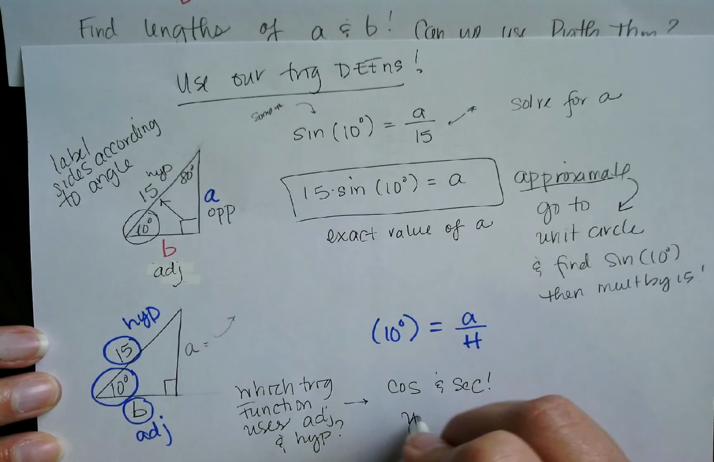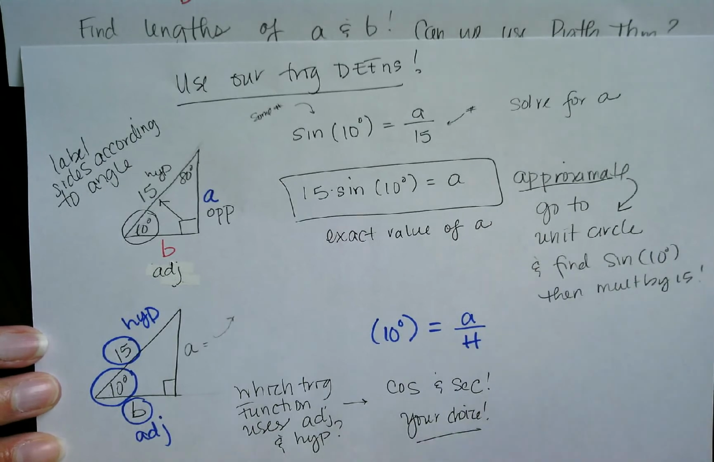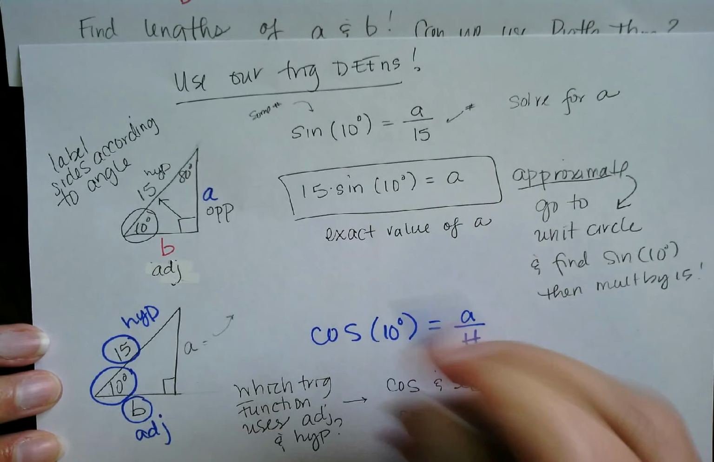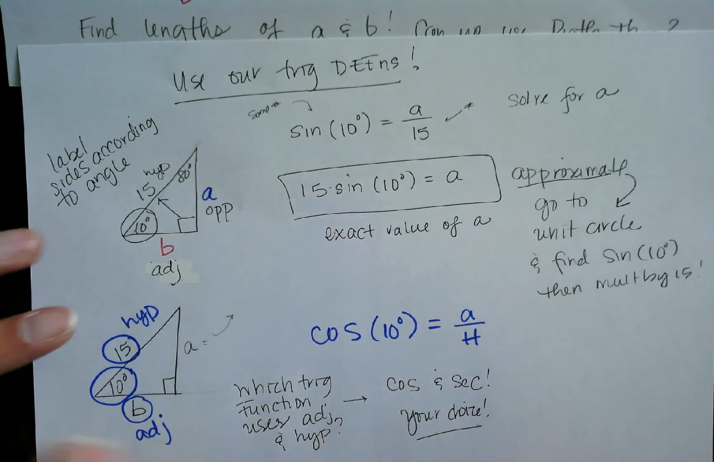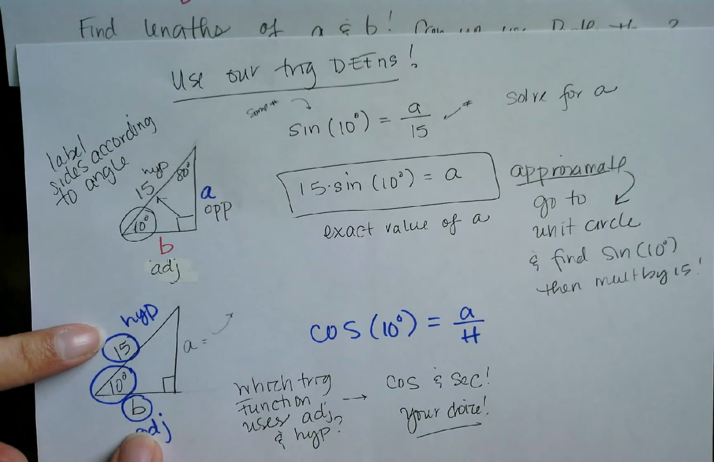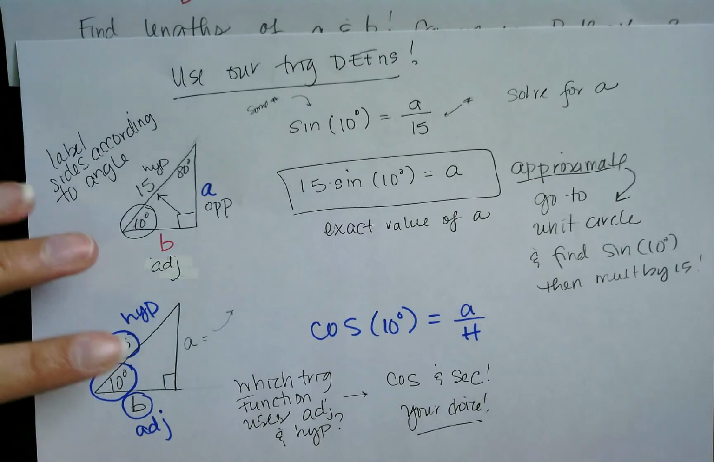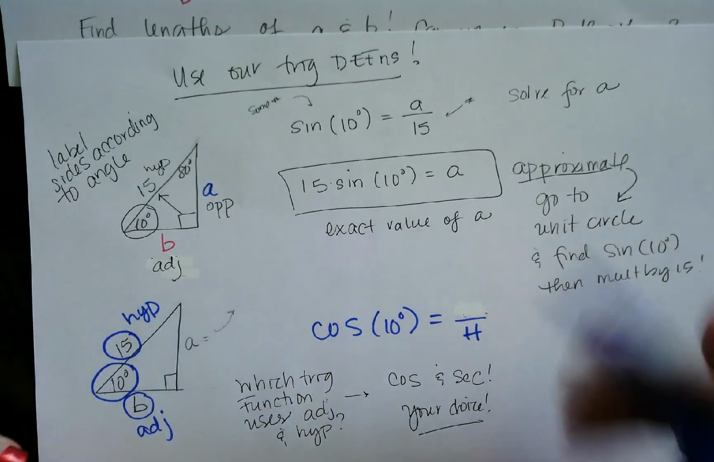It's your choice. You can use whatever you want. Okay, I'm going to go with the normal one. I'm going to go with cosine. So it's cosine of 10 degrees. So how do you figure out what trig function you're supposed to use? What sides are you using? I'm using the adjacent because I have to solve for b. And I'm using the hypotenuse, because that's the only number we got left.